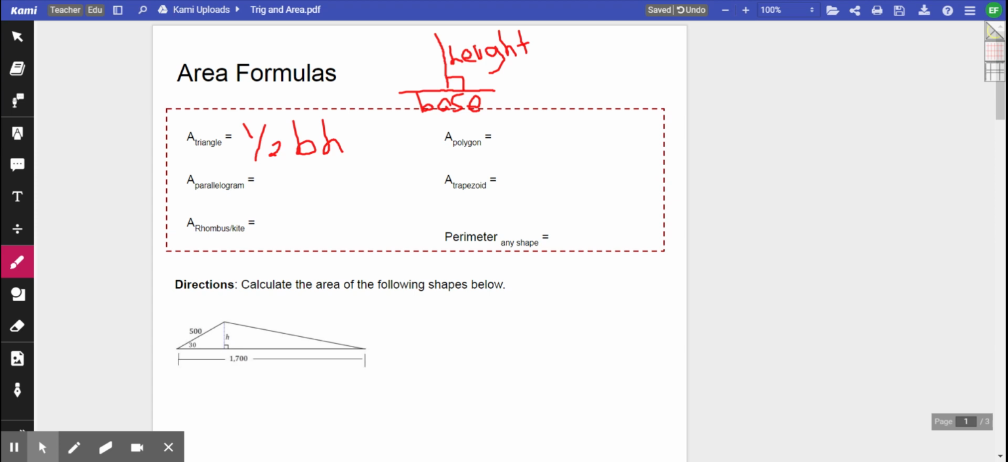If we're talking about a parallelogram, again from geometry, a parallelogram is going to be a rectangle or a square. Those are both considered to be parallelograms. So that's going to be just your base times your height.